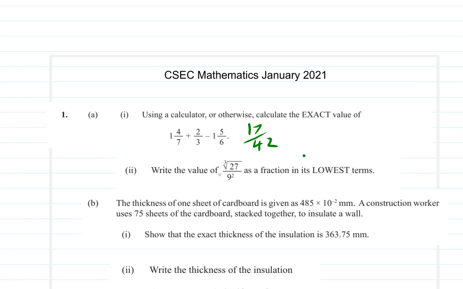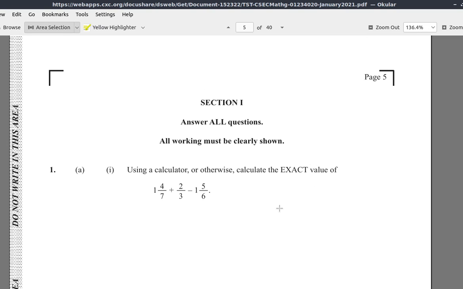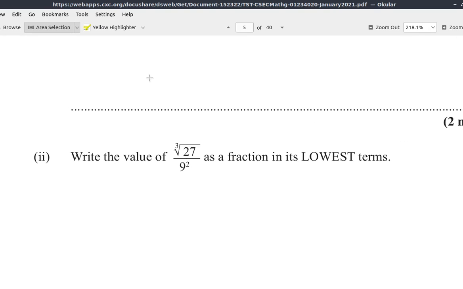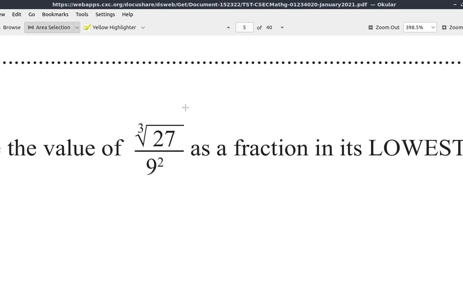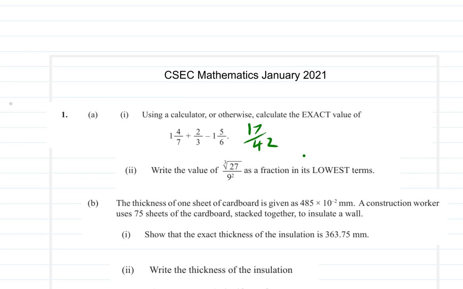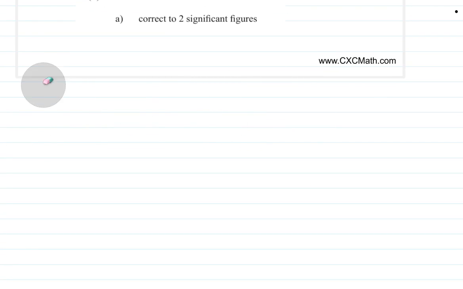Next, it says, write the value of the cube root of 27 over 9 squared as a fraction in its lowest term. Let me just look back at the question here and zoom into it. Right, it's the cube root of 27 divided by 9 squared as a fraction in its lowest term. Now, let's see how we deal with that. Cube root of 27 over 9 squared.